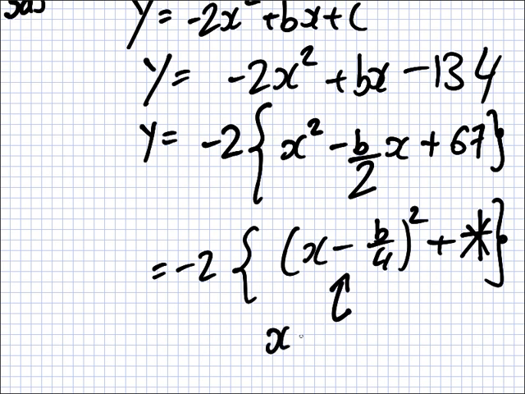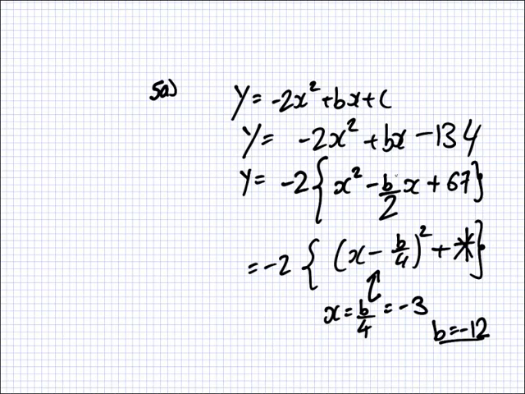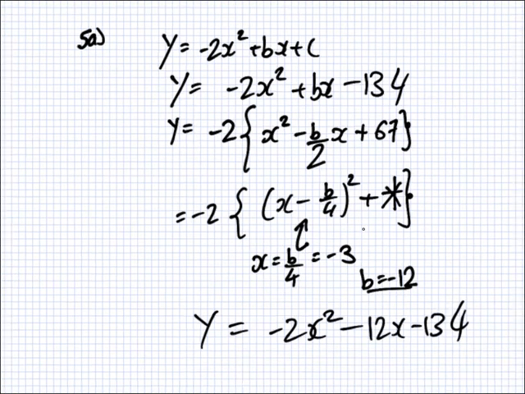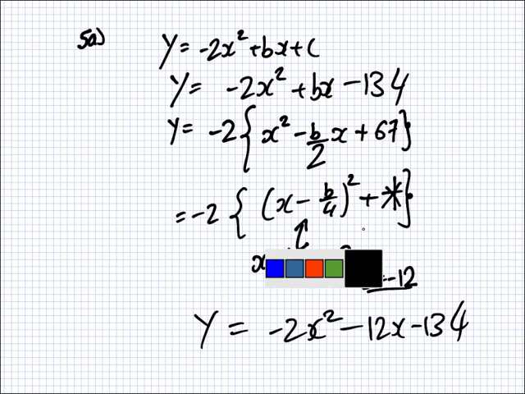This is the part that's interesting. According to this, the vertex is at b over 4. But we know where the vertex should be. Where should it be? Minus 3. So that means b is equal to minus 12. So we're finished. We have the b and the c. So the answer is y equals minus 2x squared minus 12x minus 134. Okay, write that one down. We'll have a look at 6a now.